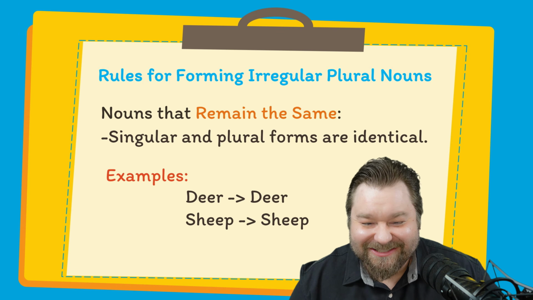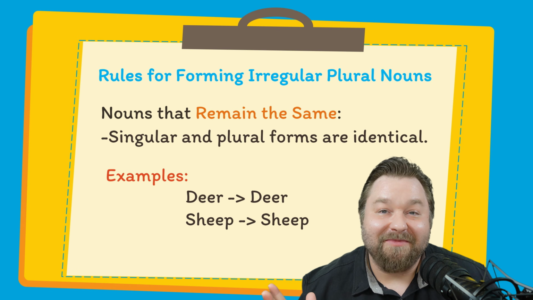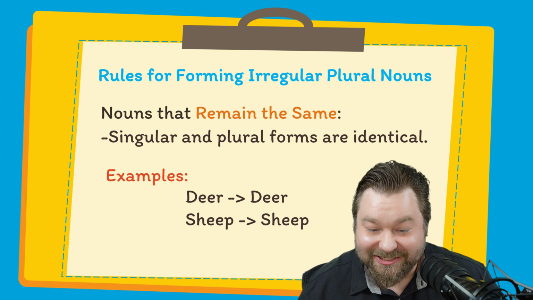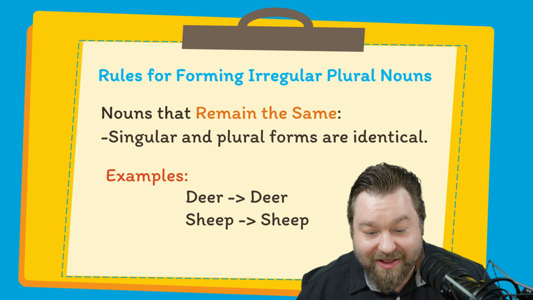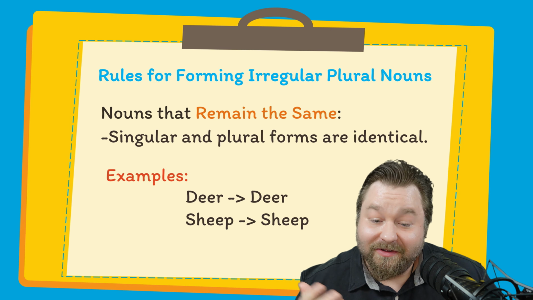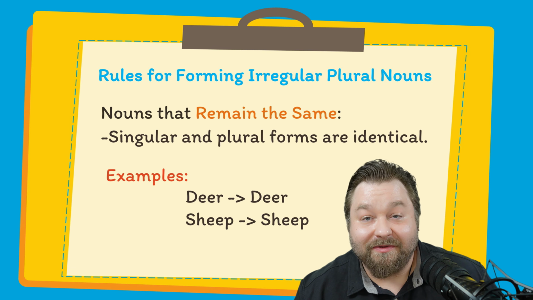One more. Nouns that remain completely the same, even though they're plural. They don't change. The singular and the plural form are identical. For example, deer is deer. Sheep is sheep. Still, yet again, a handful of them. We can just remember these, okay? So now, we did it. We did it. That's it. Those were the irregular rules.